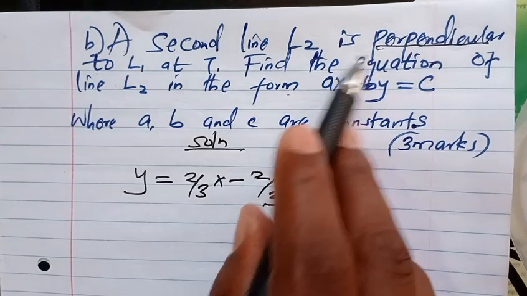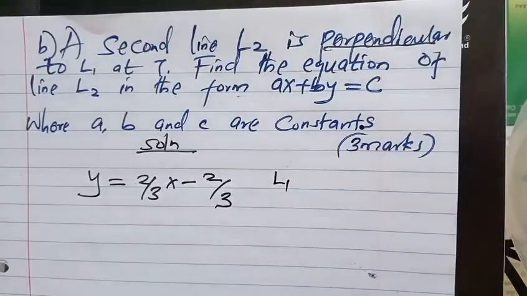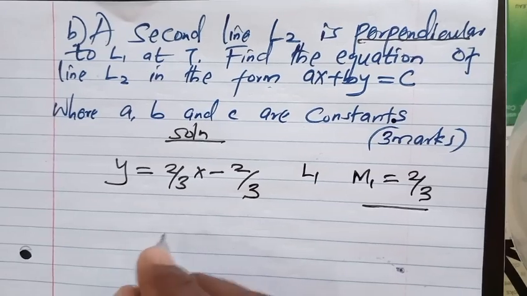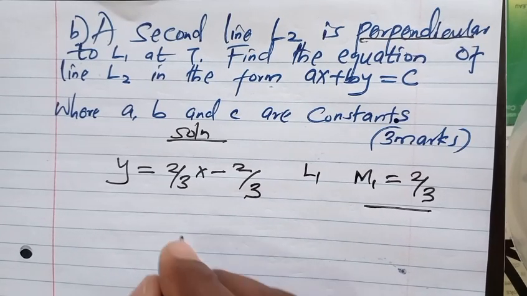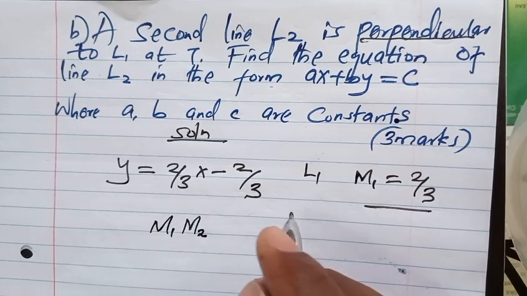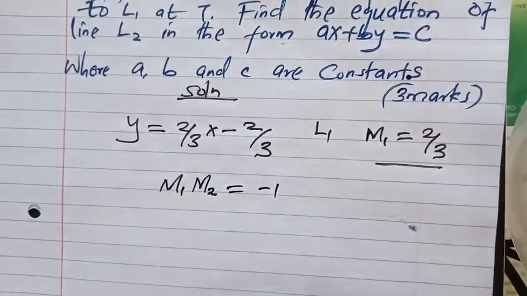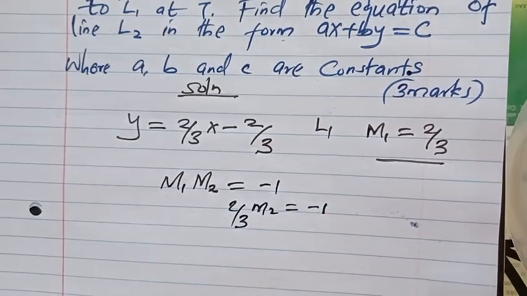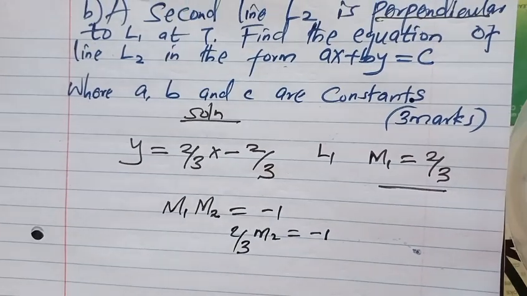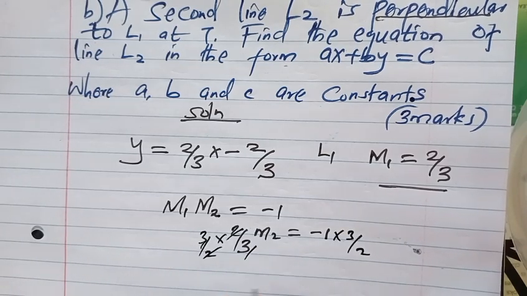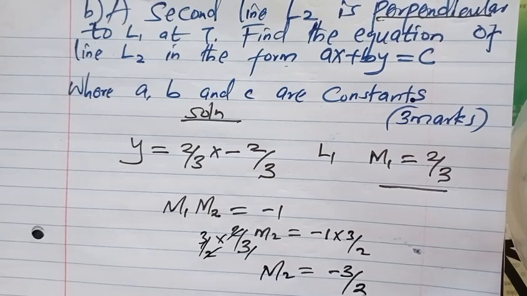And when you hear perpendicularity, this is line 1 or L1, and the gradient shall be M1 is 2 over 3. Remember, we need to look for the gradient of line 2. The gradient of line 2, which is M2, if it is multiplied by M1 for perpendicular lines, it will give us -1. So we take 2 over 3, which is M1, times M2, and then we equate it to -1. That is the formula for perpendicular lines in as far as the product of their gradients is concerned. So we multiply by 3 over 2 on both sides. We shall have our M2 as -3 over 2.